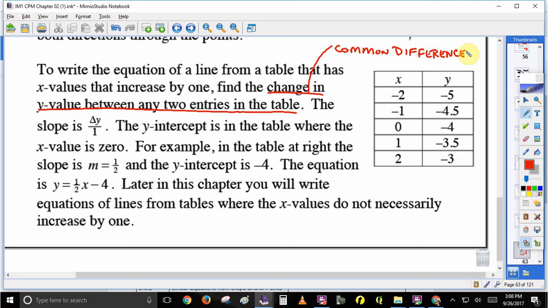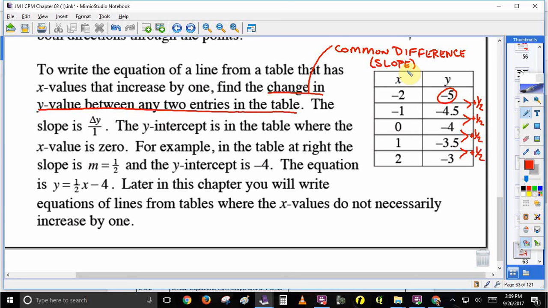So if we were to subtract any of these two points, we would realize that what's happening in the y is that we are increasing by 1/2 with each step. So to go from -5 to -4.5, I'm going to add 1/2. I'm going to add 1/2 here, add 1/2, add 1/2. So this common difference is the slope of my line. Okay? So common difference is the slope for the line.